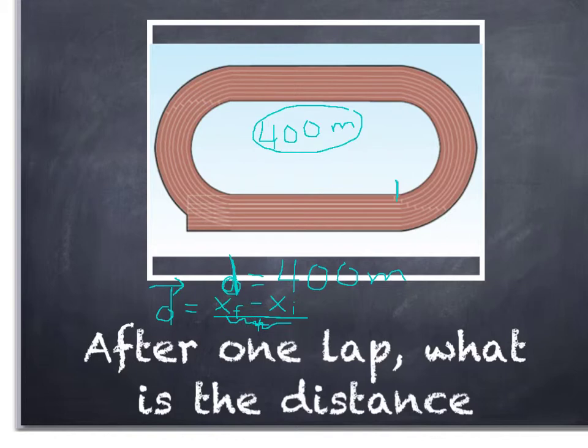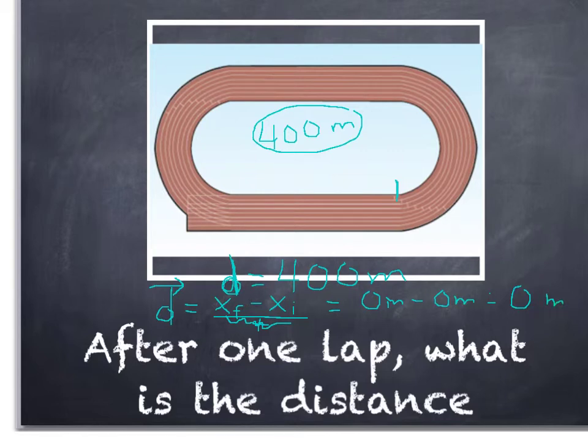If they ran one complete lap, then they're running right back to where they started. So their displacement would actually be 0. The final position is 0 meters. Initial position is 0 meters. Obviously 0 minus 0 is 0 meters.